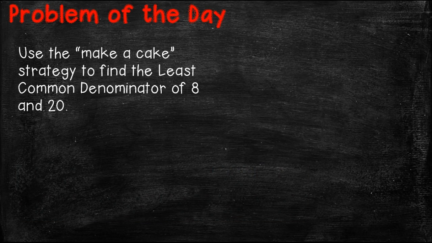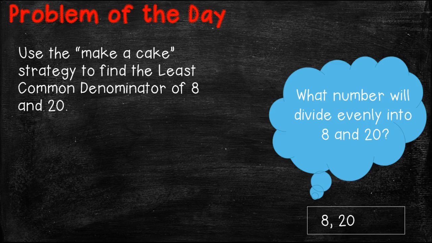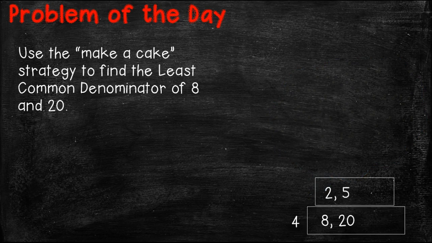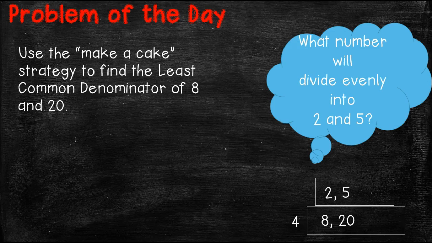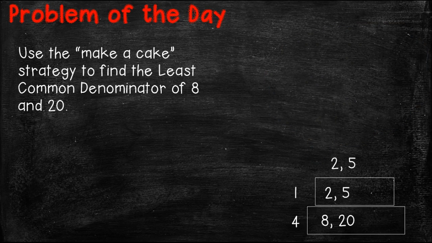You can also use the make a cake strategy I showed you yesterday to find the least common denominator of 8 and 20. This time you're writing 8 and then a comma with 20 in the bottom of your cake. And you have to think about, well, what can I evenly divide into 8 and 20? I'm going to choose 4. 8 divided by 4 is 2. 20 divided by 4 is 5. So can I take it any further? What number will divide evenly into 2 and 5? Well, the only number that will is 1.